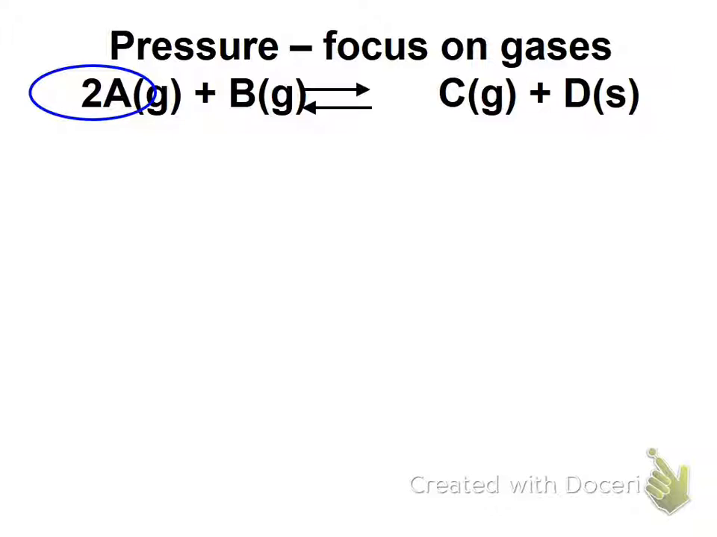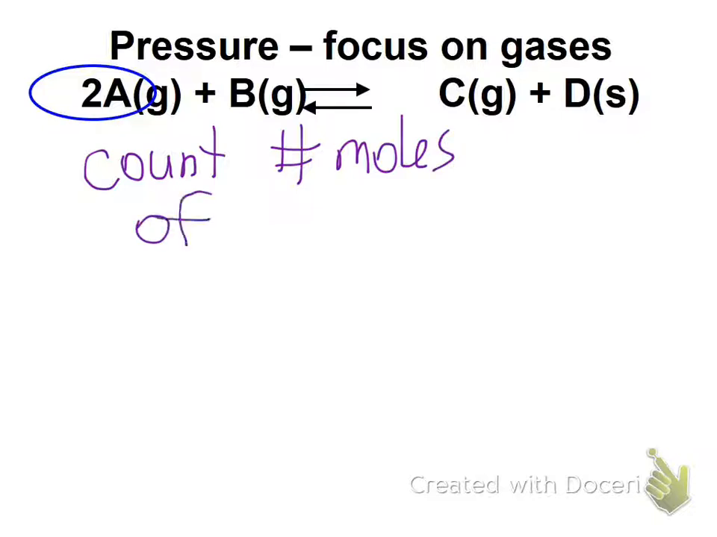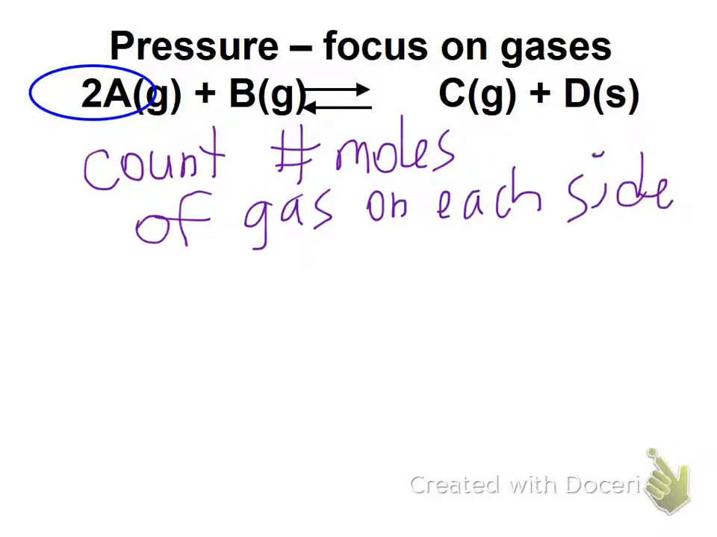And I'm going to start by telling you that pressure is largely determined by the amount of gases we have on the different sides of this double arrow. And so I'm going to count the amount of gases we have. So the first thing I expect you to do is to count the number of moles of gas on each side. And the way we can count the number of moles is we're not so much worried about the formula, we're really worried about the number in front of each formula.